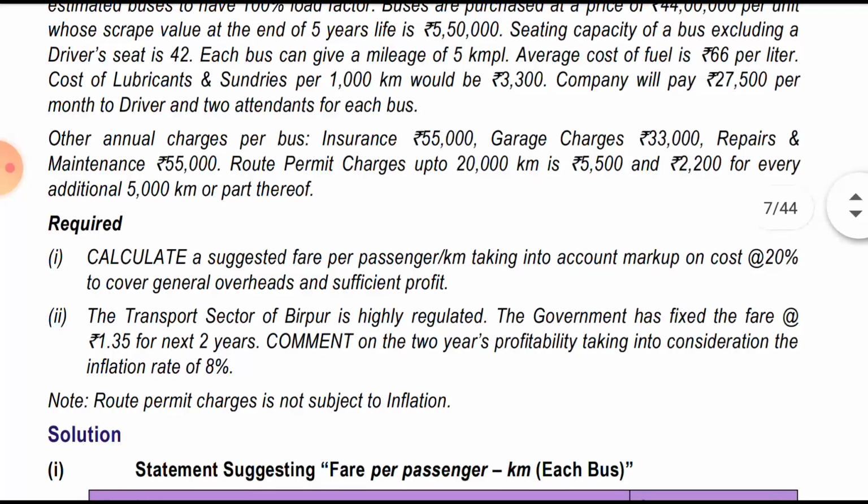Required part: calculate a suggested fare price per passenger kilometer. So we have to calculate per passenger kilometer, and also for one bus. Even though it is 15 buses, we'll calculate for one bus, taking into account the markup.